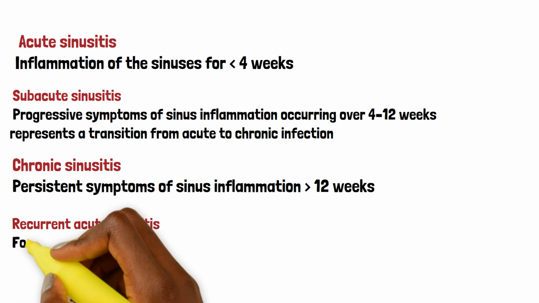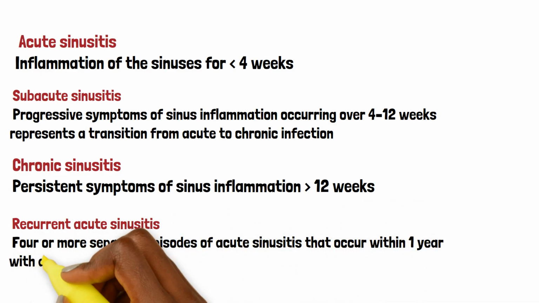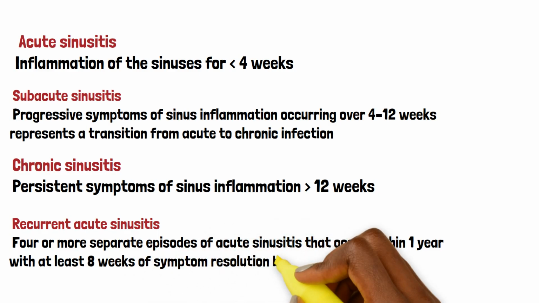Recurrent acute sinusitis is 4 or more separate episodes of acute sinusitis that occur within 1 year with at least 8 weeks of symptom resolution between episodes.